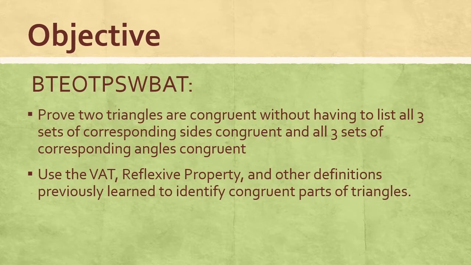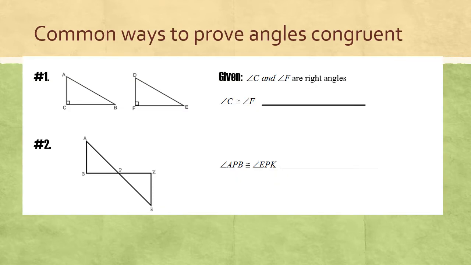We're also going to talk about the vertical angles theorem and how to use that, which we mentioned briefly, and the reflexive property, which again we briefly mentioned, to be able to help us add information to triangles to show them congruent. Okay, so common ways to prove angles congruent.